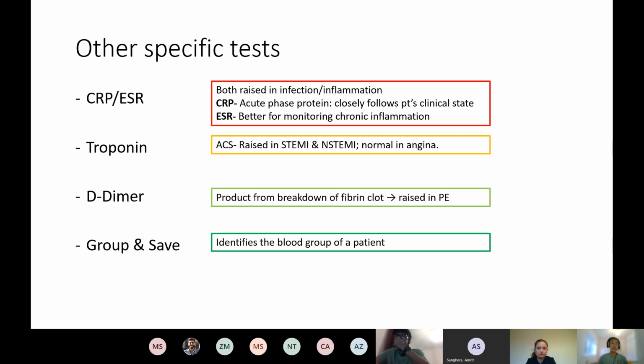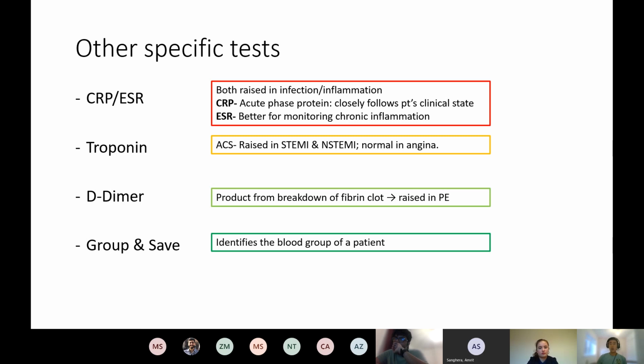Okay. And group and save. Can anyone tell me what group and save is? For transfusion, fantastic, Misako. Okay, so matching blood group. Well done, pair of you. So it identifies the blood group of a patient.